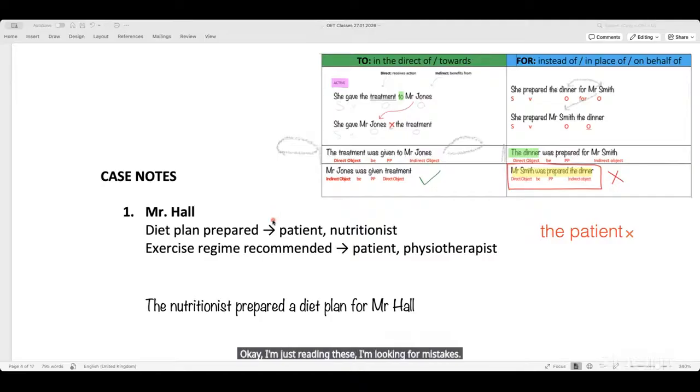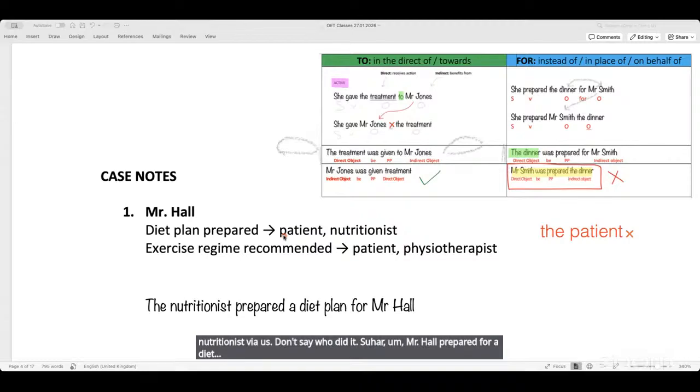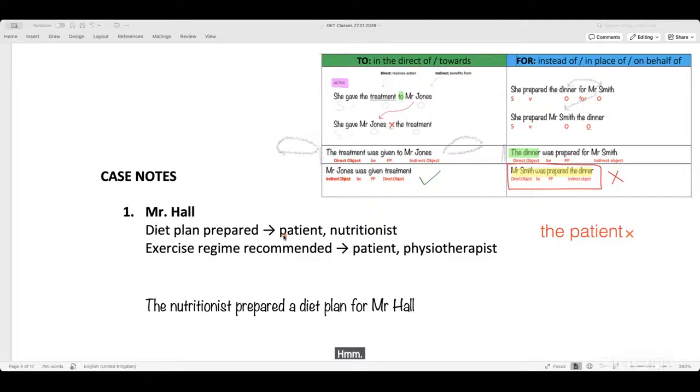I'm looking for mistakes. Neri. Correct. You could say two. Sananda. Zuhal. Yep. Evgeny. Svetlana. Correct, but don't say by the nutritionist. You don't need to say by the nutritionist. Who is this? Is it Abdiaziz? You're new? Correct. Amala. Correct, Amala. Fayaz. Received a diet plan prepared by... No, we don't need to say by the nutritionist, Fayaz. Don't say who did it. Suha, Mr. Hall prepared for a diet plan. Sounds strange, doesn't it, Suha?